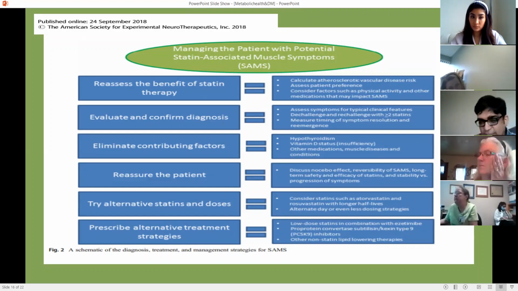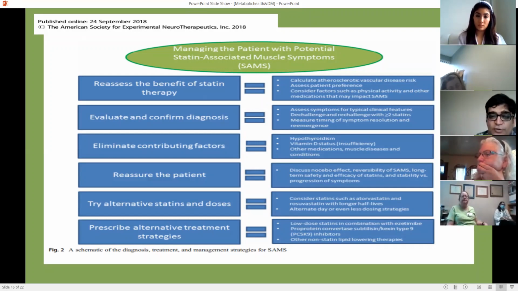Vitamin D deficiency. These patients are more prone to developing muscle symptoms. So we need to be aggressive with the vitamin D replacement. If they have any underlying muscle condition, if they have muscle problems to begin with, we need to address that. And then we need to reassure the patient that this is common. However, we can come up with an alternative statin, a different kind of statin, and a different dosing schedule.